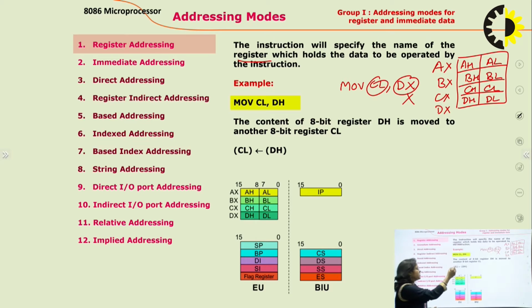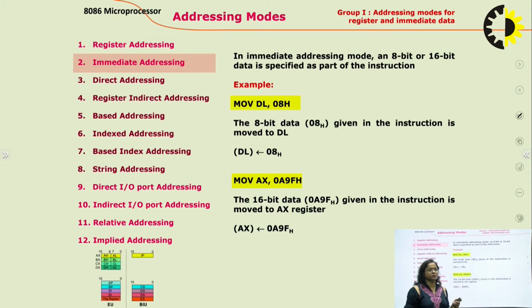So as we have seen, these are the general purpose registers. Then the instruction pointer, various segment registers, and pointer and index registers can also be used. So instruction pointer, code segment, data segment, stack segment, extra segment, stack pointer, base pointer, destination index, source index and flag registers. Any of the registers can be used in a register addressing mode instruction.